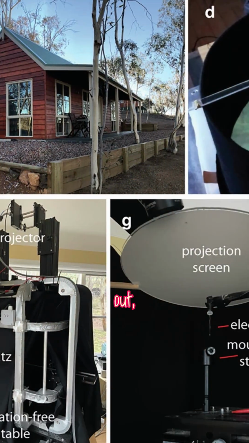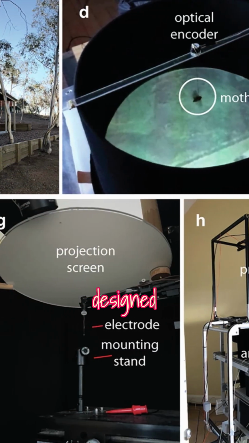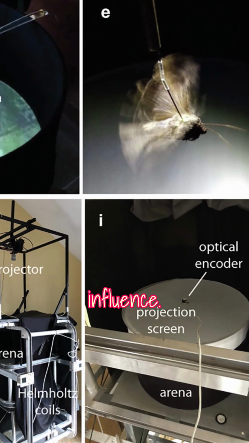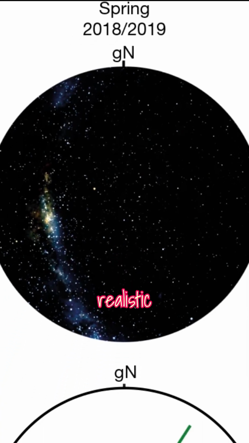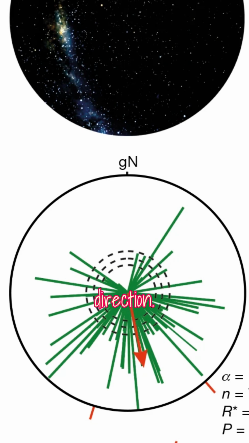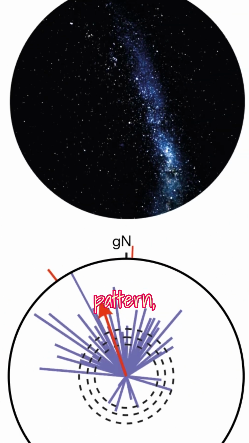To figure this out, scientists placed moths in a specially designed flight simulator. They blocked Earth's magnetic field to rule out its influence. Then they projected a realistic night sky onto a dome. The moths set off in their migratory direction. When researchers rotated the star pattern, the moths adjusted their direction accordingly.